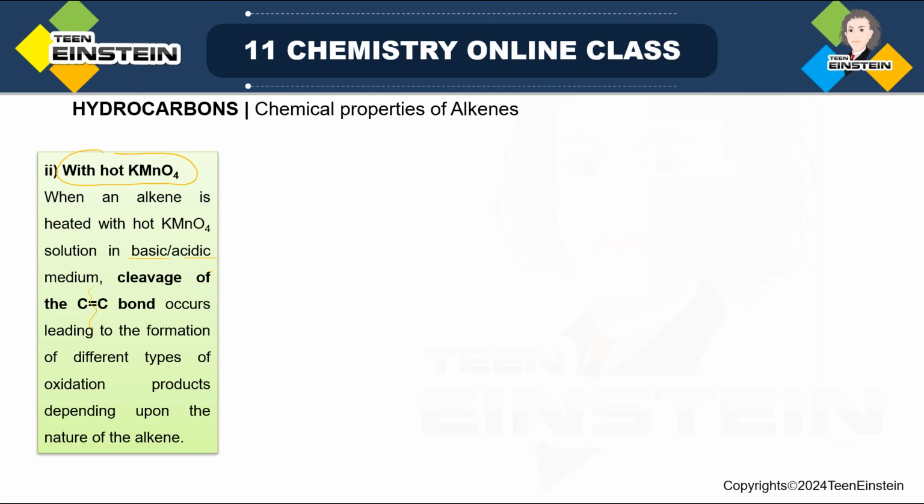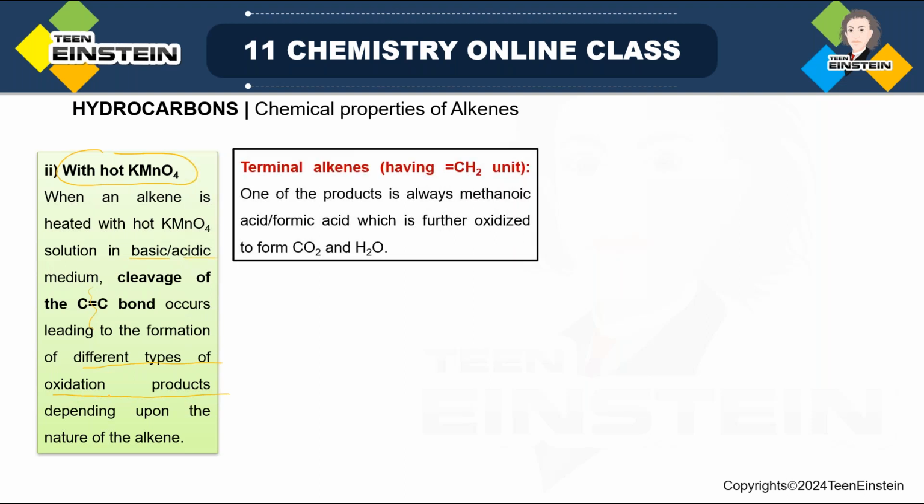Mostly you will get questions where it is mentioned that it is done under acidic condition. So complete cleavage of the C-C bond will take place, and there will be product formation. Different types of oxidation products you can get, and in general we cannot say what product, because that depends on the nature of the alkene. Now what does it mean? It means we have to take different types of alkene, and accordingly we have to understand the products. So first, suppose we have some terminal alkene.